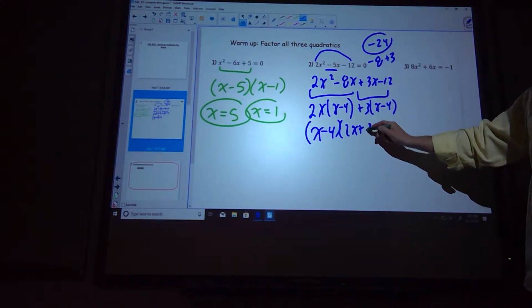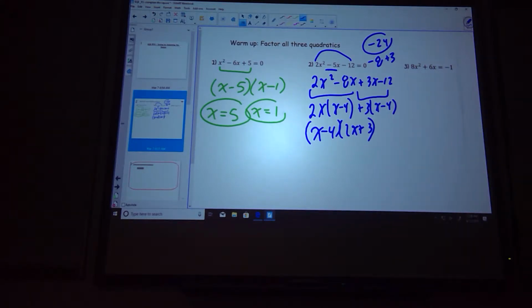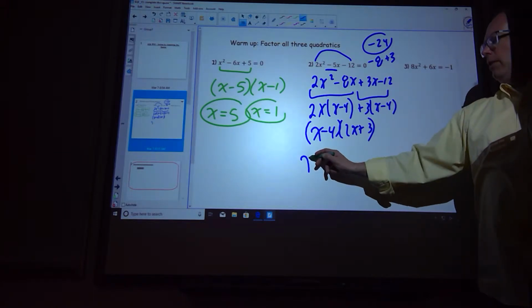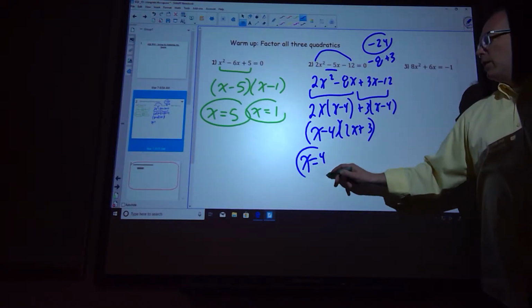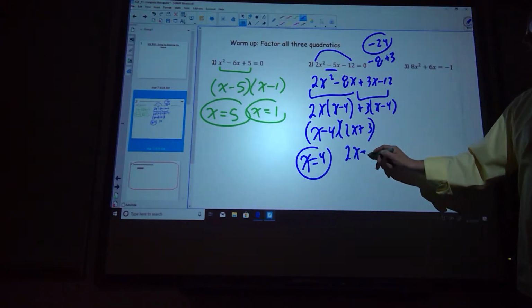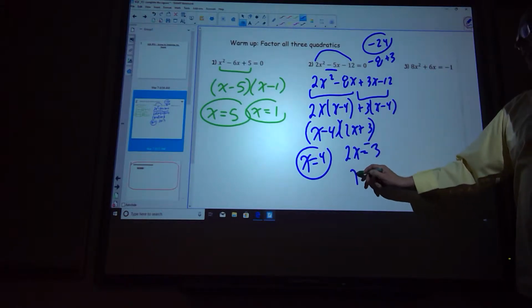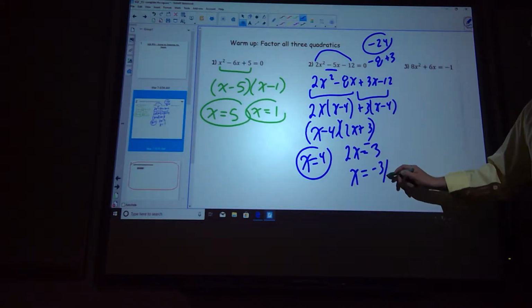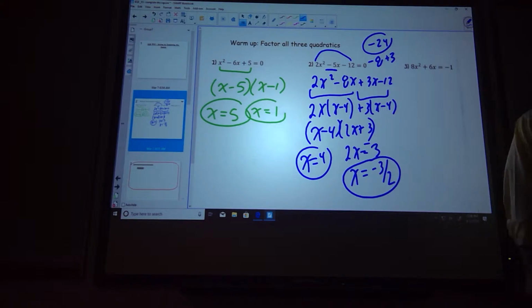But I'm not done yet. What do I have to do still? Yeah, set them both equal to 0. So this will solve pretty quickly, give me just x equals 4. And this will give me 2x equals negative 3, and then x equals negative 3 over 2. Okay? And again, sometimes you might be able to quick factor it. Sometimes if you factor enough, you can start seeing the patterns, even if your lead coefficient is something other than 1, like on that first one.